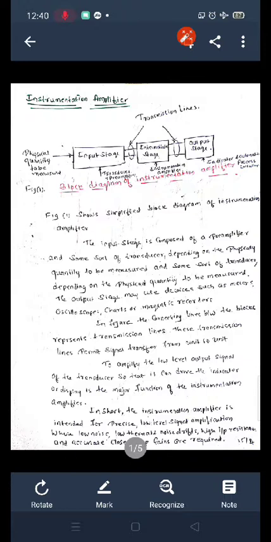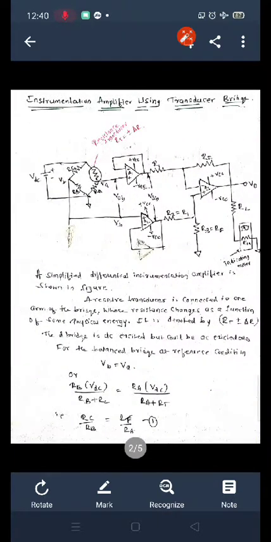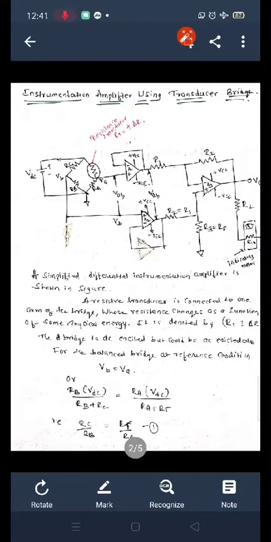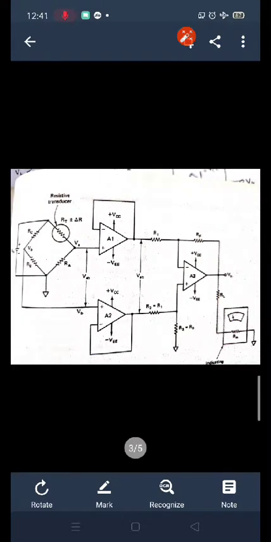Now we will study the next topic, instrumentation amplifier using transducer bridge. This is the block diagram of the instrumentation amplifier. This is the simplified differential instrumentation amplifier shown in the figure, and now we will see the function of this instrumentation amplifier using transducer bridge.